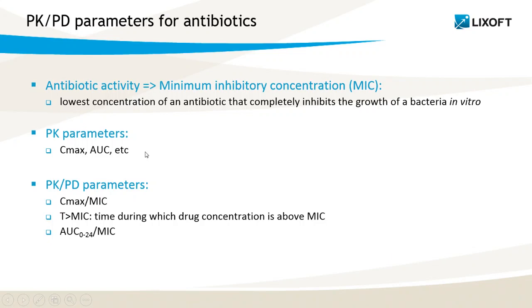Combining the PK parameters with the MIC, 3 PK/PD parameters have proven useful to predict the effect of an antibiotic in vivo. First, the maximal concentration Cmax divided by the MIC, the time above MIC, which is the time during which the drug concentration is higher than the MIC, and finally the AUC between 0 and 24 hours divided by the MIC. Which PK/PD parameter to use depends on the type of the drug and its mechanism of action.